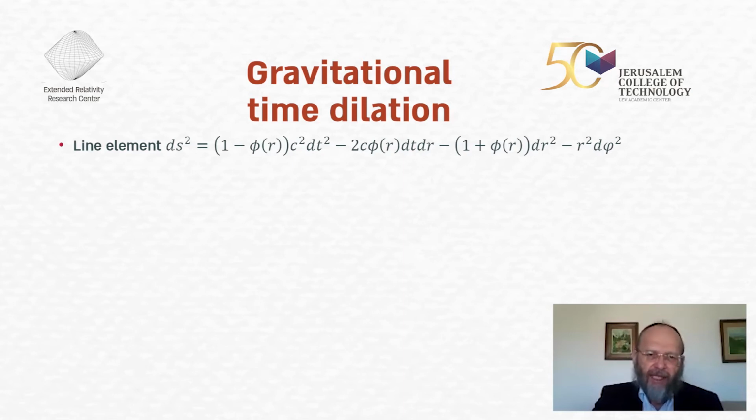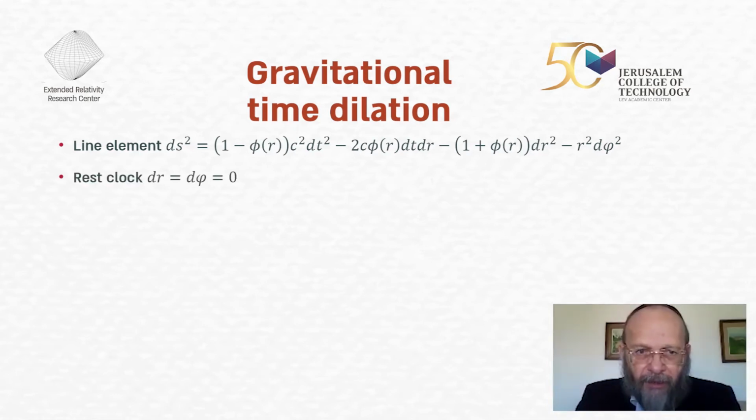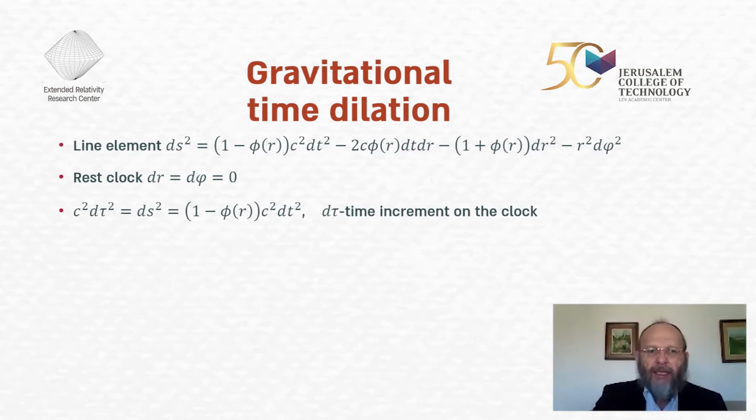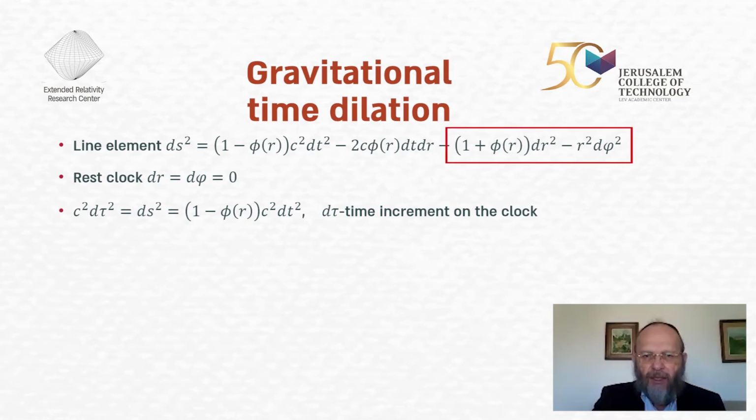Everything is built on this line element that we obtained. I put together all the metrics with the t brought in. Phi r is the one that we found, and it looks like this. Gravitational time dilation speaks about a rest clock. Rest clock means dr is 0 and dφ is 0. So all those terms fall away, and we have ds squared equal to c squared dτ squared. In this case, it is (1 minus phi) c squared dt squared, where dτ is the time increment on the clock positioned at the place r.